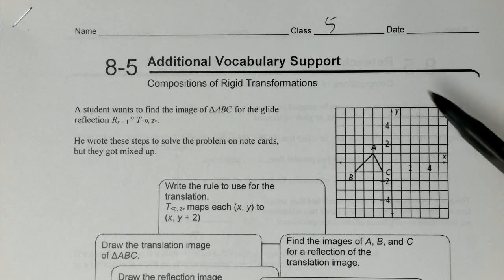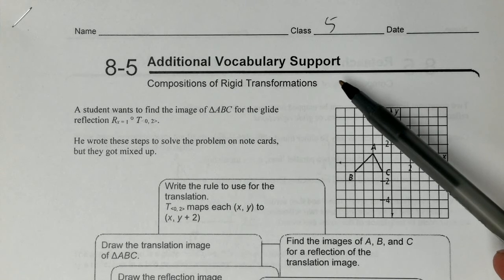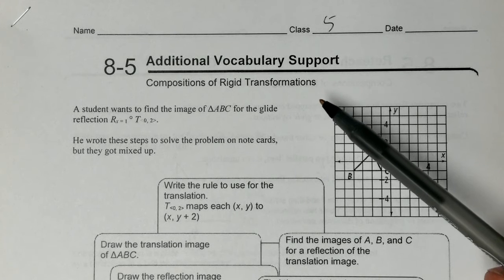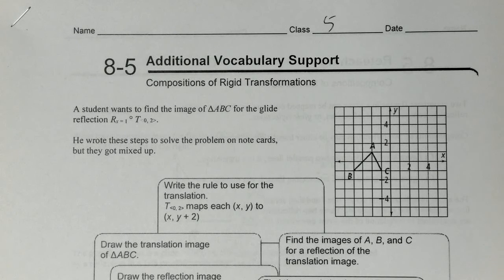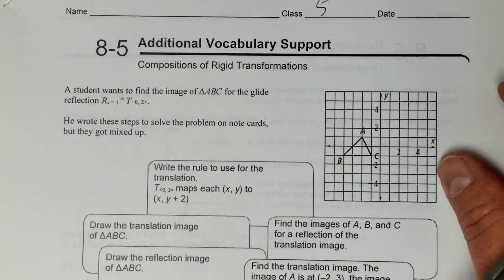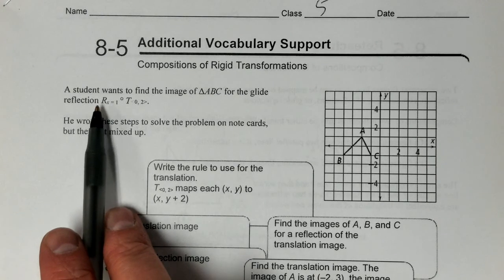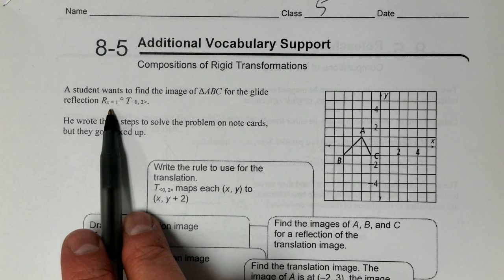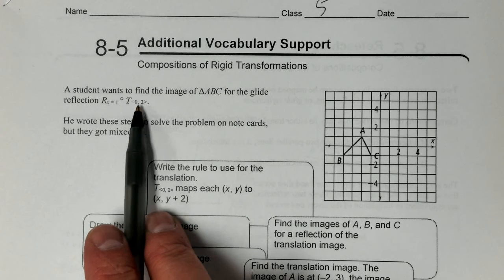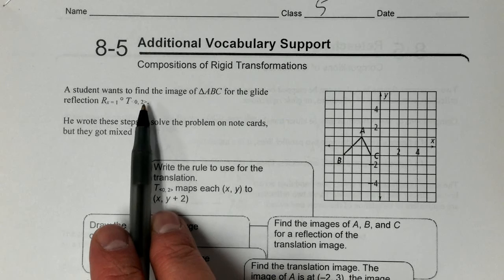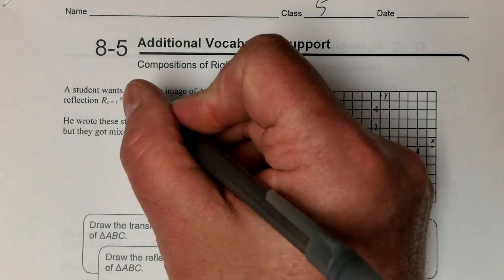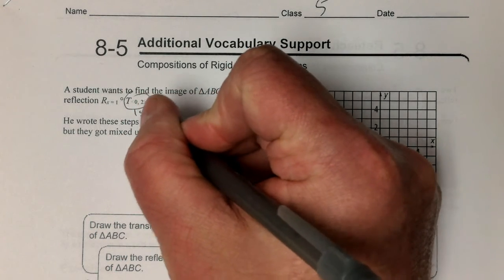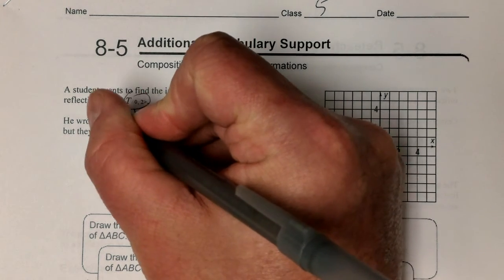Okay, so this is your 8.5 additional vocab support. And again, we're talking about compositions of rigid transformations. So this has your example with reflecting across x equal 1 composed with translating 0, 2. Just as a reminder, you want to do the right side first, and you want to do this side second.